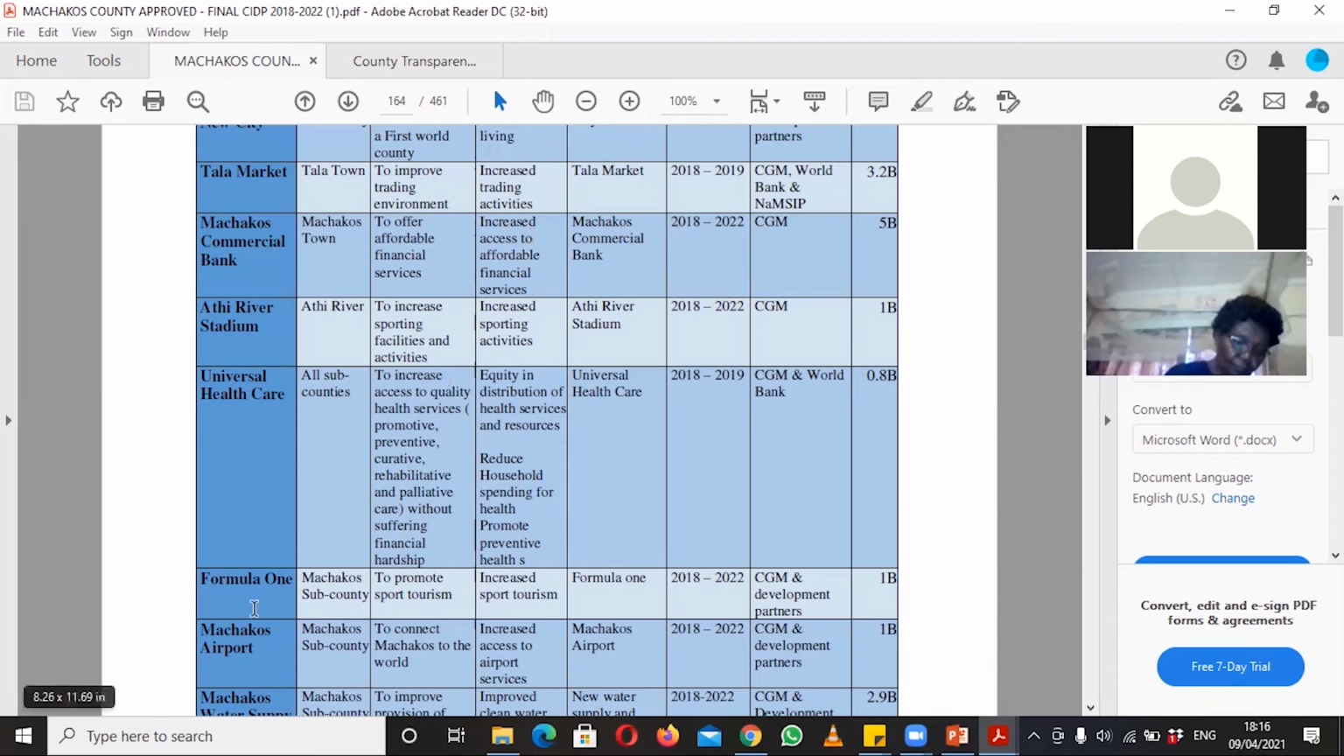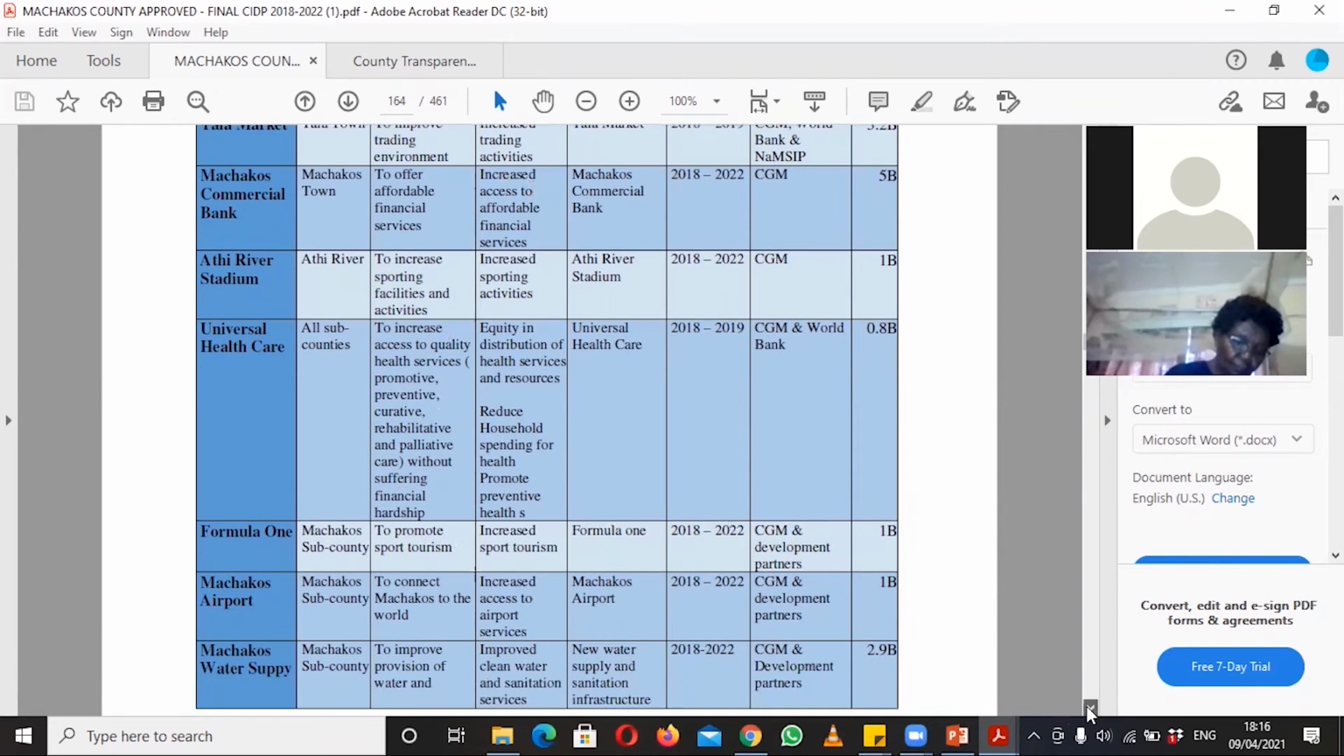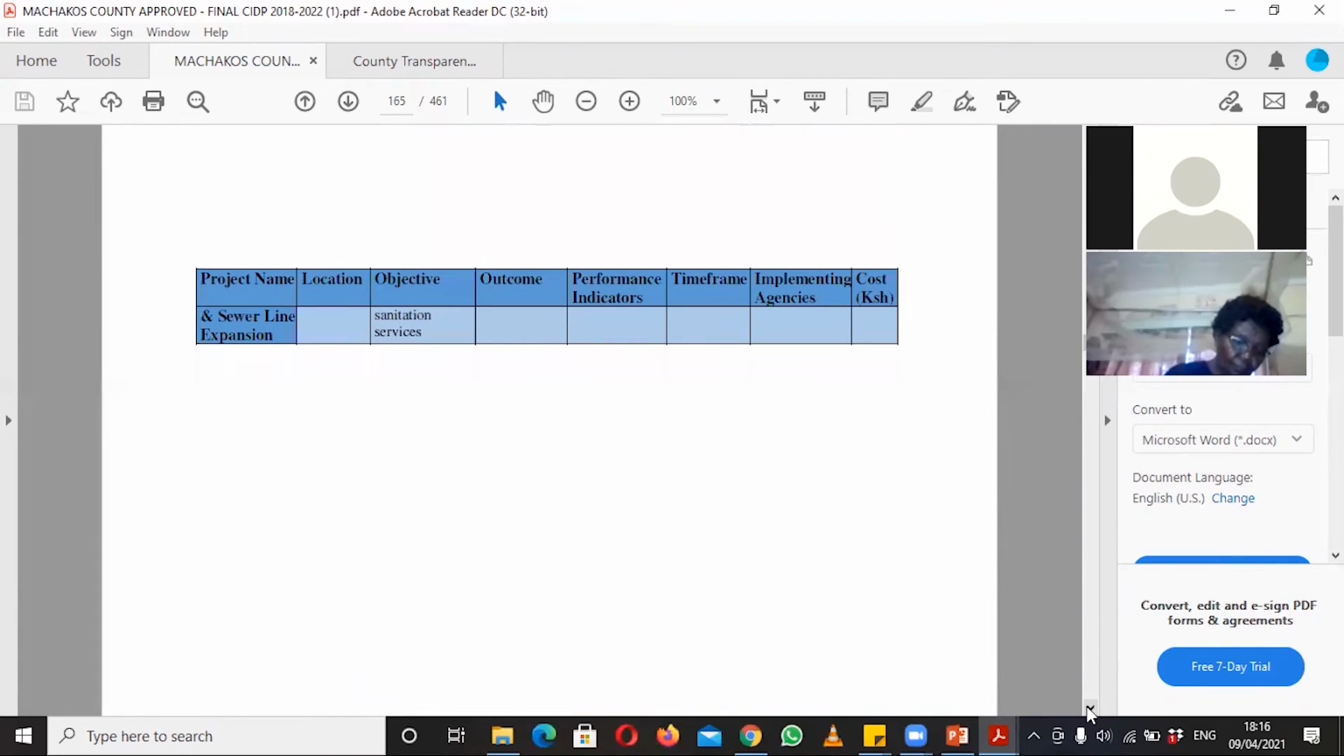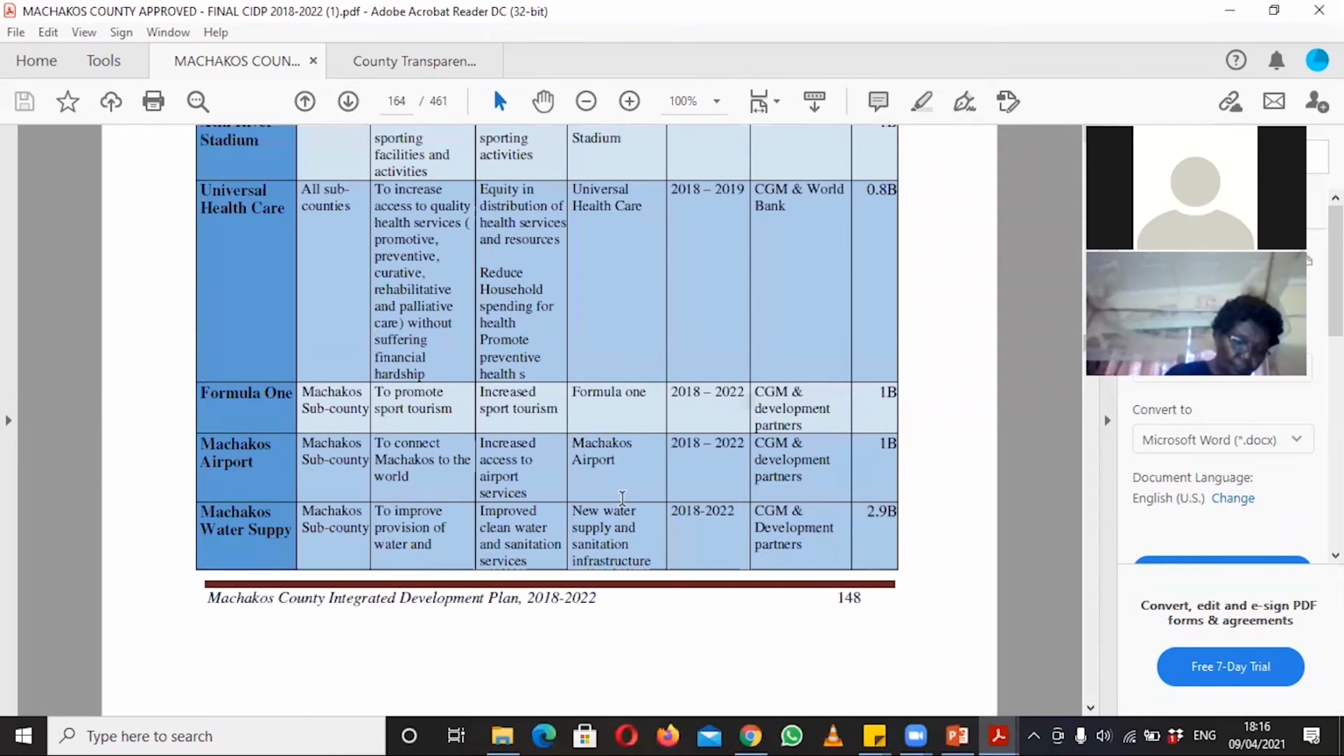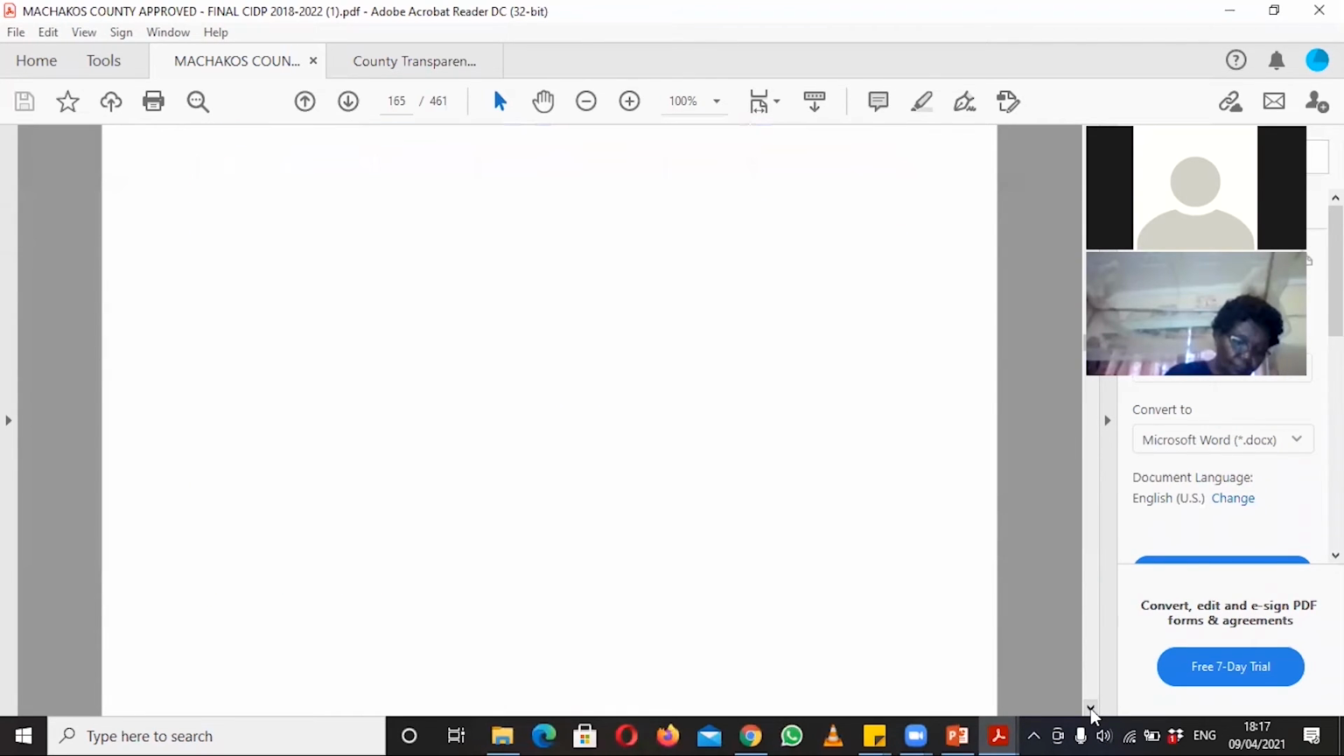Formula One, they had stated that they want to do it 2018 to 2022, and they had allocated 1 billion. I don't know whether they have that. I don't think it has started. It is essential for us to know whether that one is done. Same case as Machakos Airport, which was allocated 1 billion, and Machakos Water Supply, which was allocated 2.9 billion.